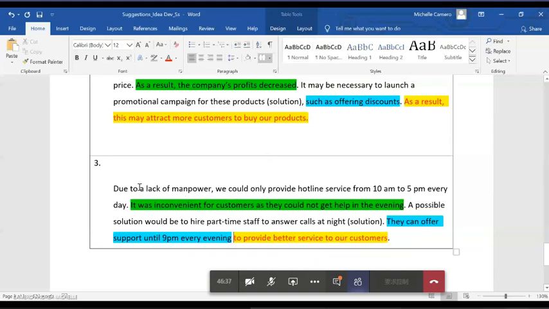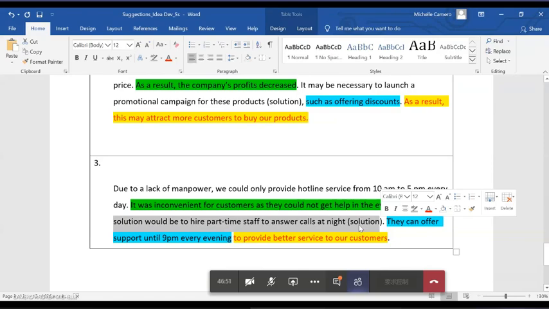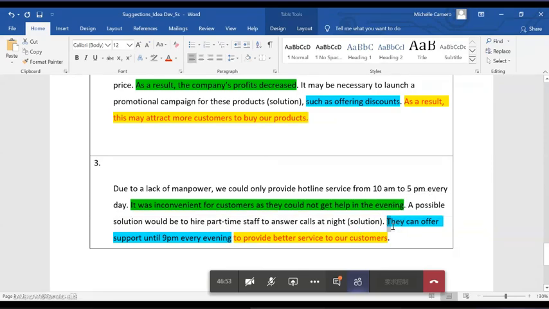Okay, so again, we've got the problem and more information about the problem. Then in green, we have the negative impact of the problem on the company or the customer. Then we have the solution, and I tell you it's the solution. Here is some added details that you can add to the solution.